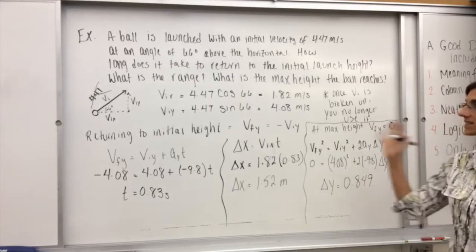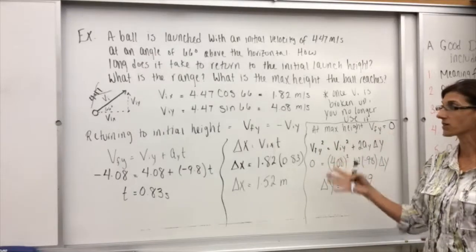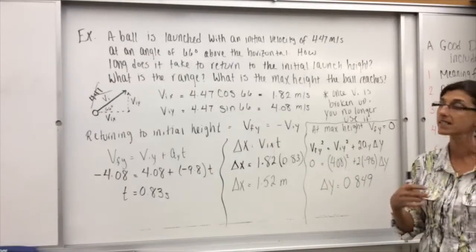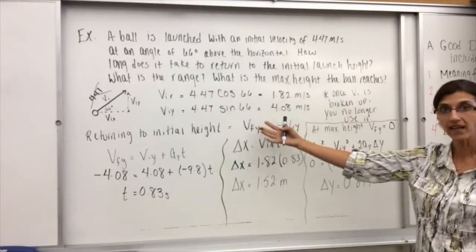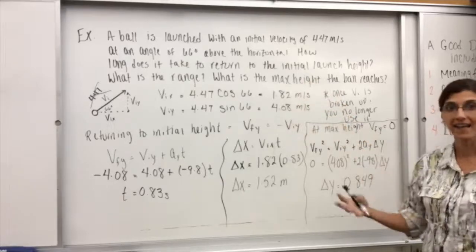Okay, so again, same idea as the horizontal projectiles. The only difference is that now you have an initial y velocity. You will need to break it up, get your x and y, and then go from there.